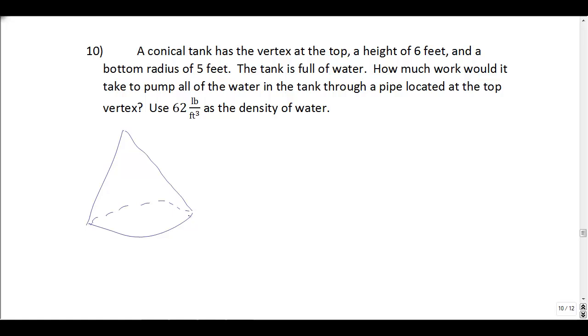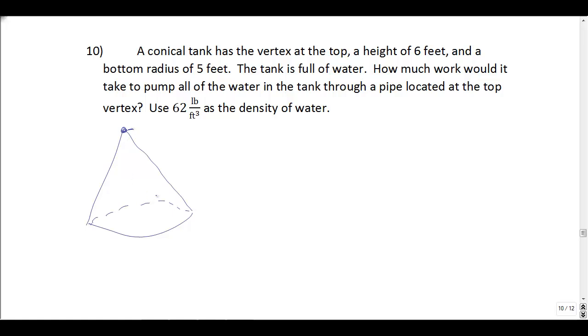It says the tank is full of water, and we want to know how much work it would take to pump all the water in the tank through a pipe. So we've got some pipe located really at this top point. So this is really the height we're trying to pump through. Now we're going to want to do some geometry here.